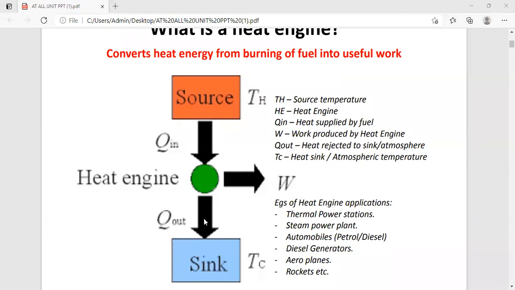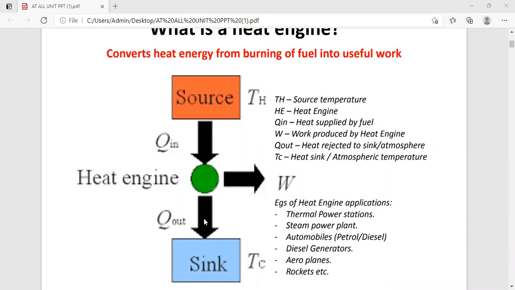So this is the heat engine working principle. As we are saying, it is a device which transforms the chemical energy of fuel into thermal energy and uses this energy to produce mechanical work.